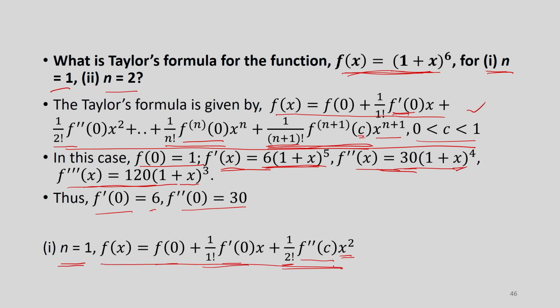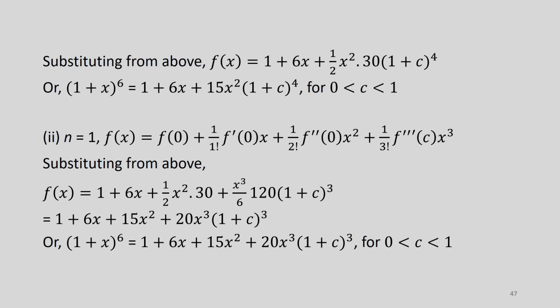So, this is how it looks for n equal to 1, and I substitute the values that I have just found out. I have found f of 0, which is 1, f dashed of 0 is 6, and f double dashed is this. So, here instead of x I will write c, and that will give me this term. Those things are substituted in this form, and it can be simplified further. On the right hand side I get 1 plus 6x plus 15x square multiplied by (1 plus c) to the power 4, where c is any number between 0 and 1.